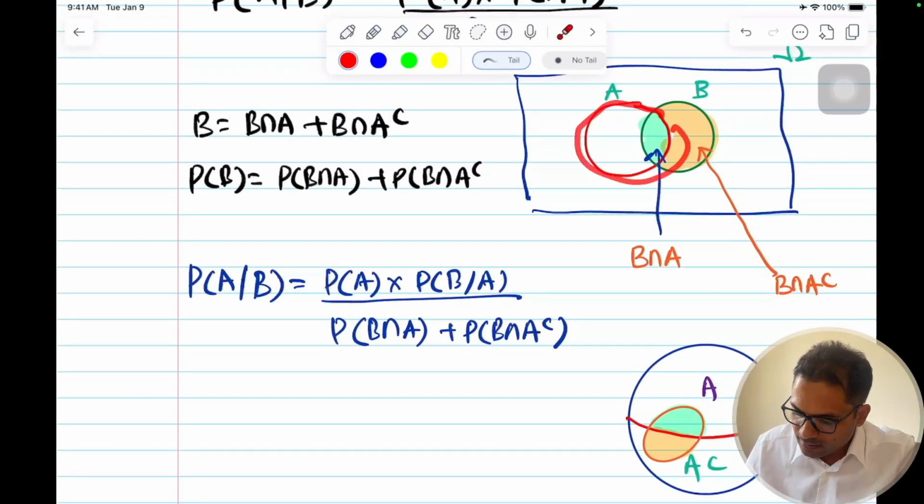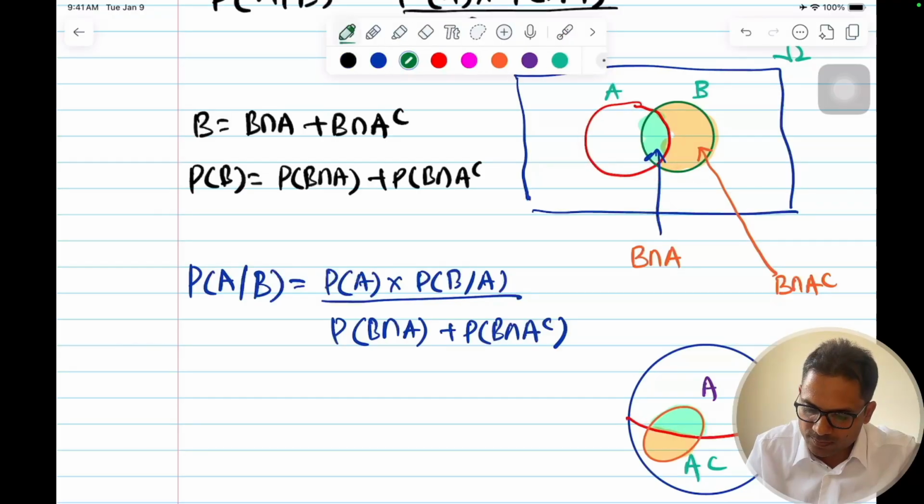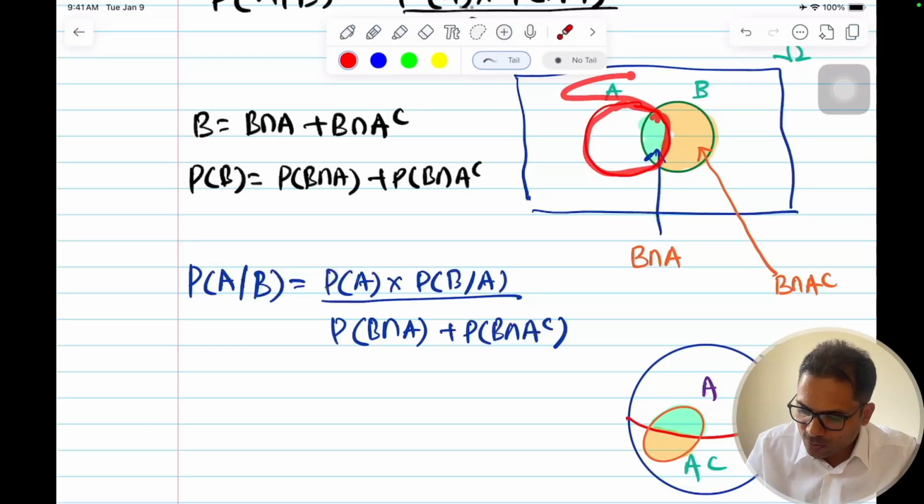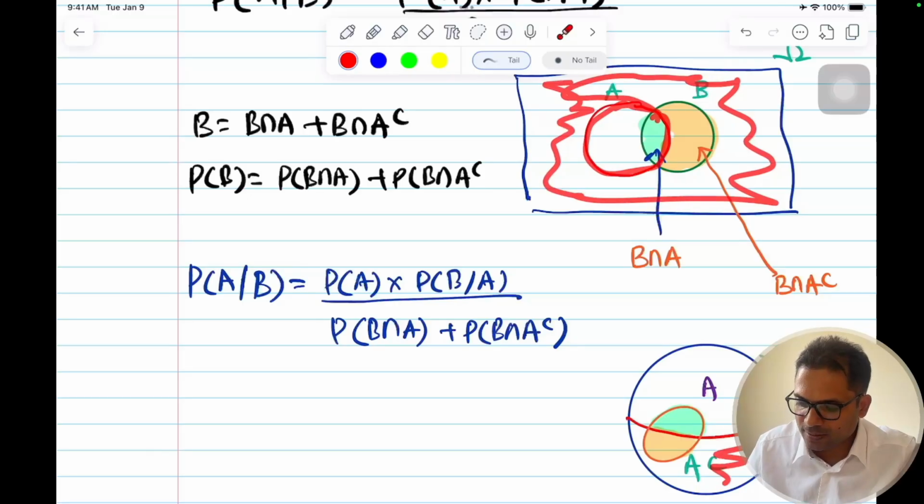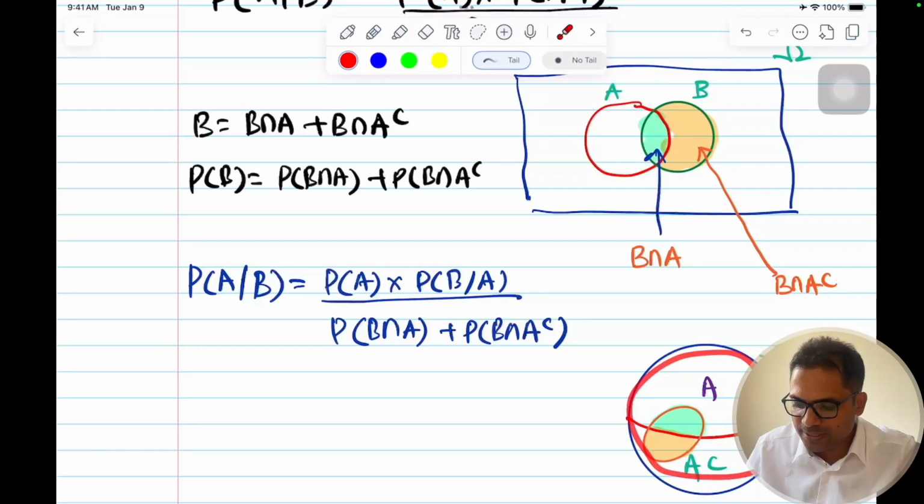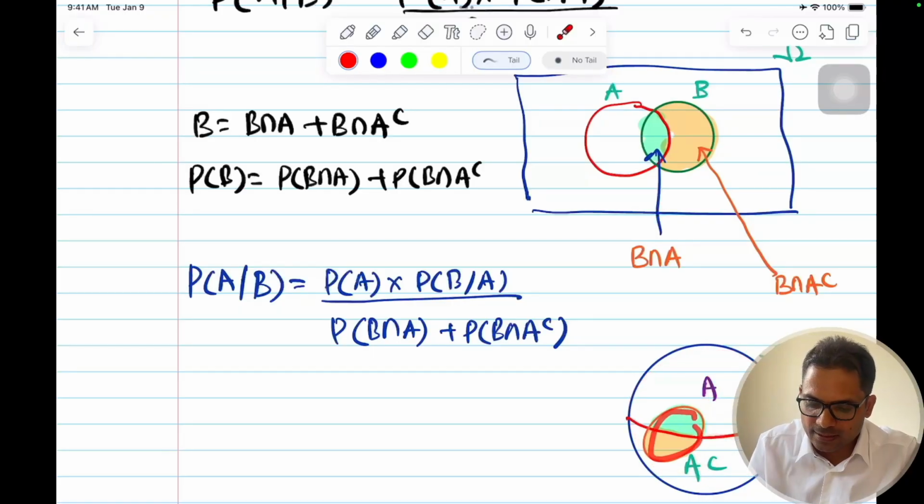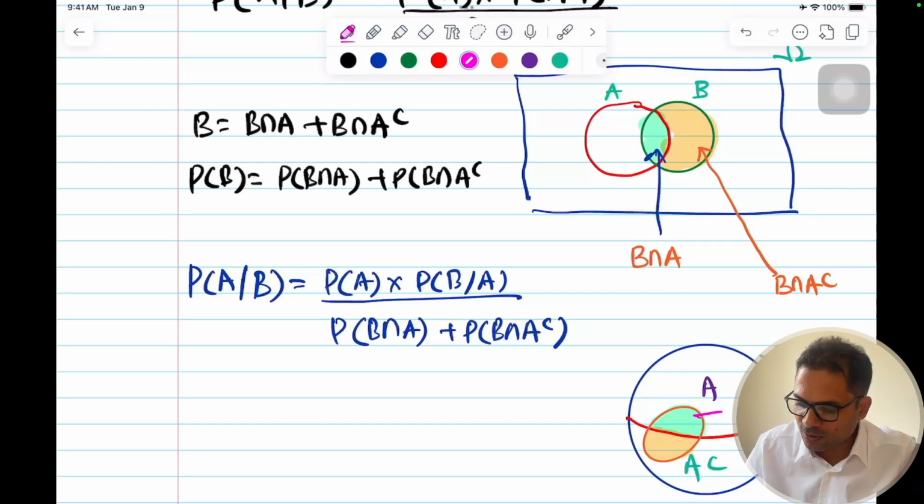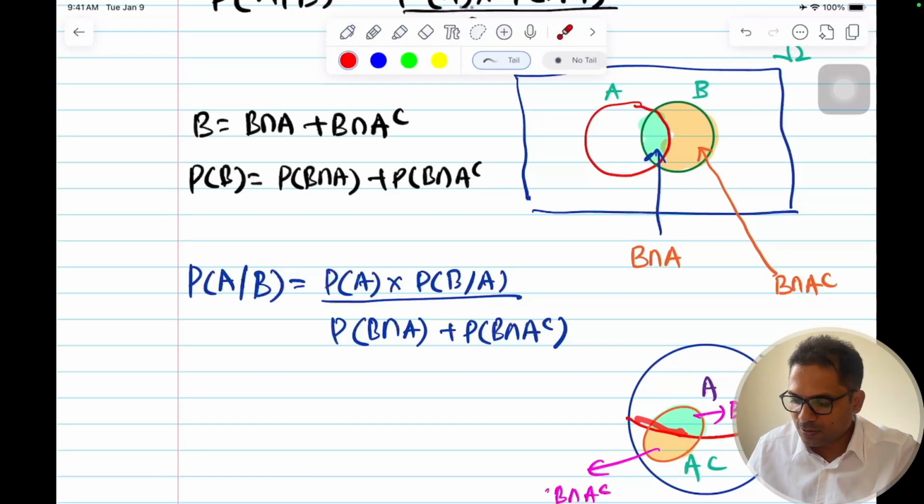So this is our A, this is the whole sample space omega. I'm just drawing it in a circular way. And the remaining part that is outside A, the whole of this part, is A complement. So can we say that our sample space is divided into two parts, A and A complement? And we are giving the information about B as B intersection A and B intersection A complement.